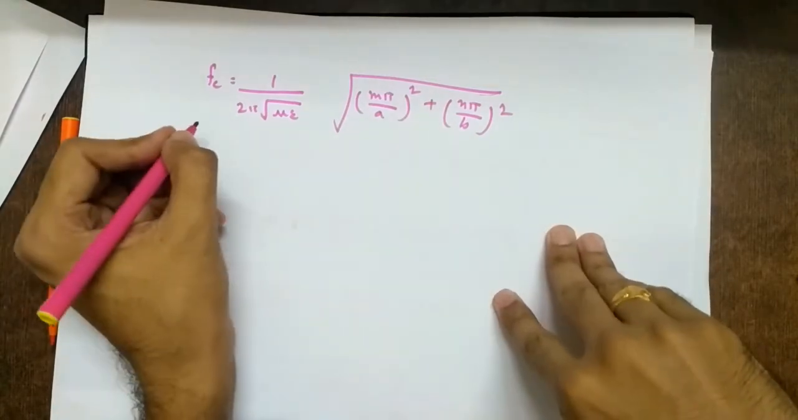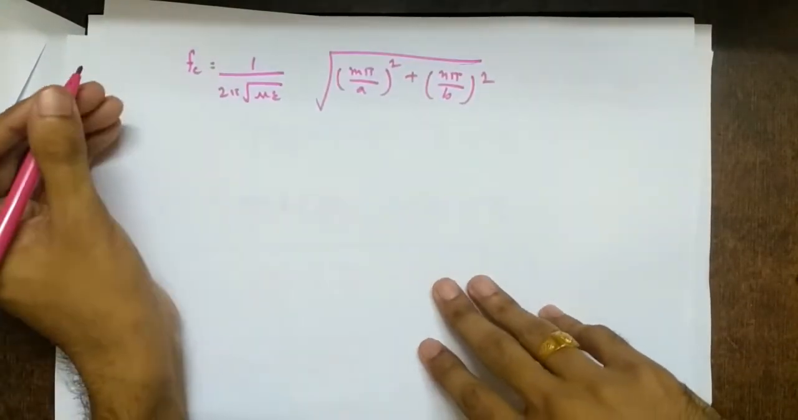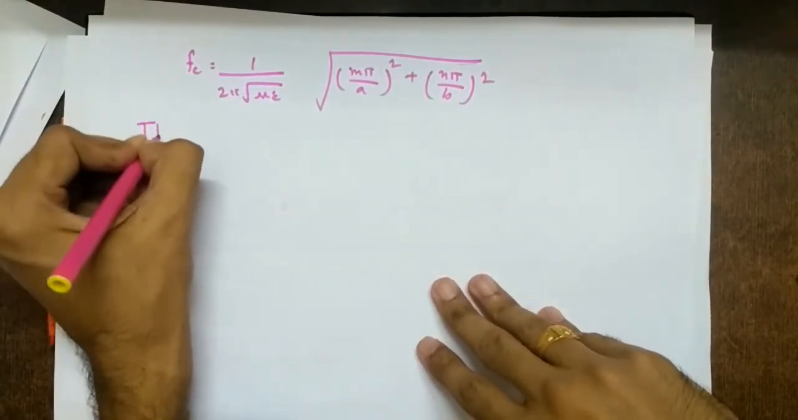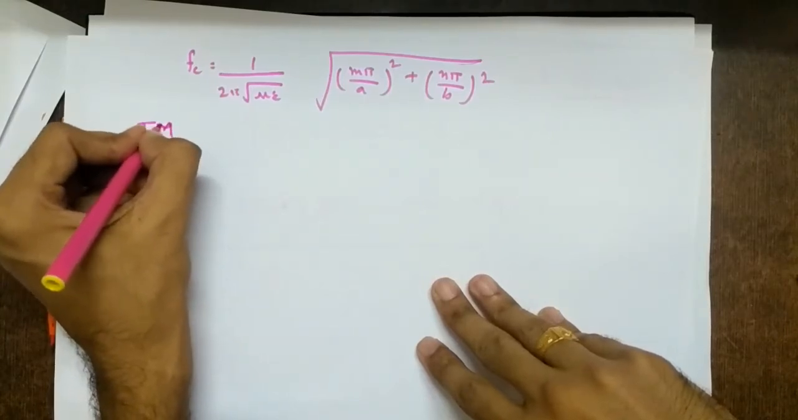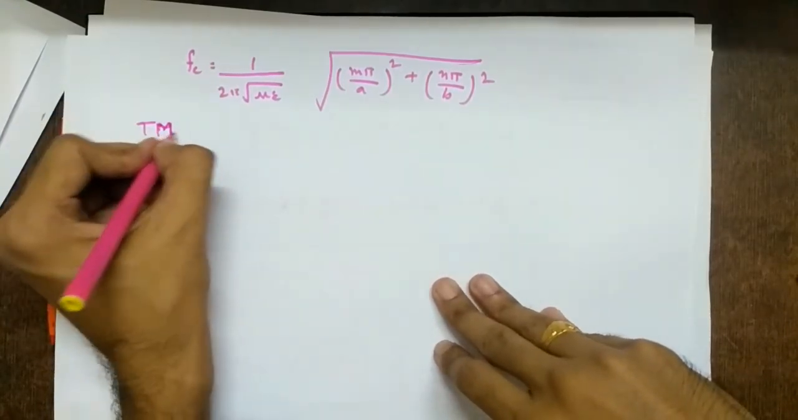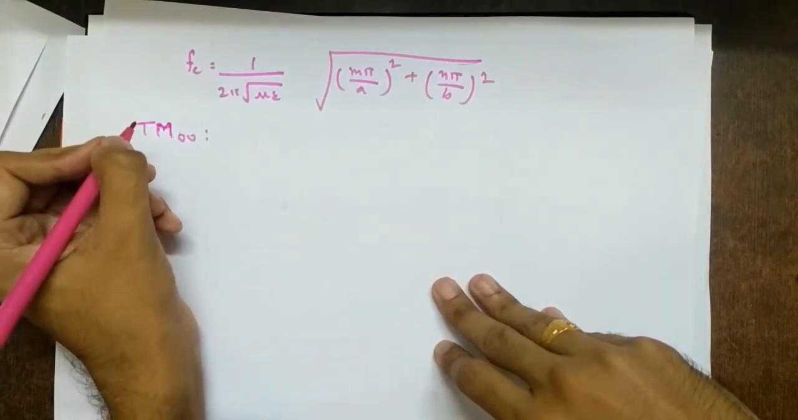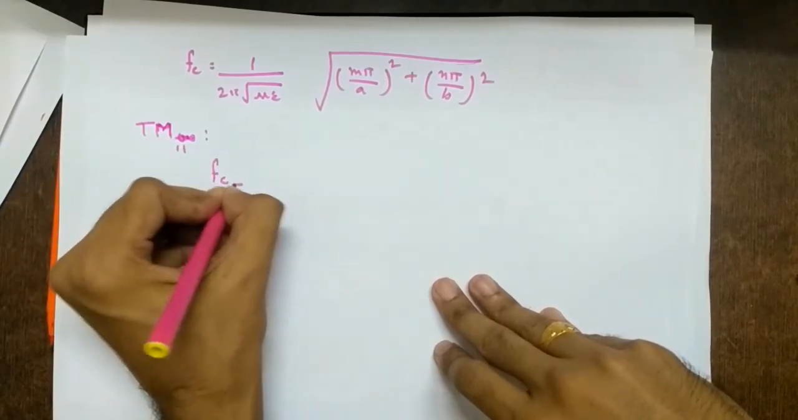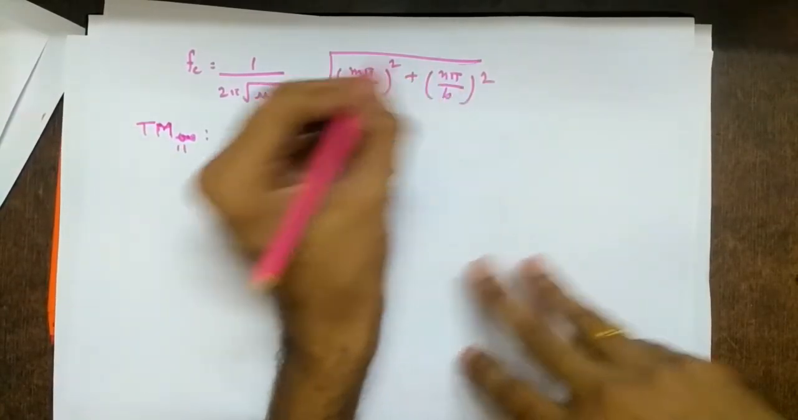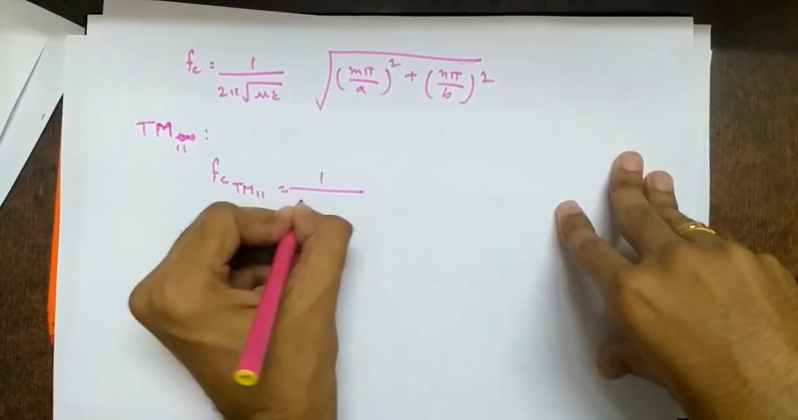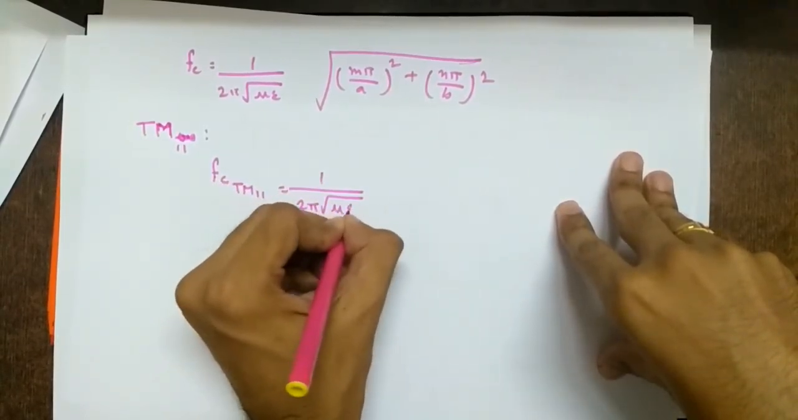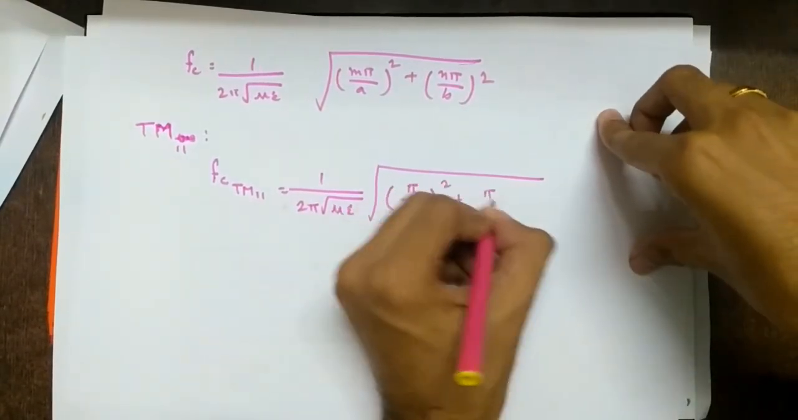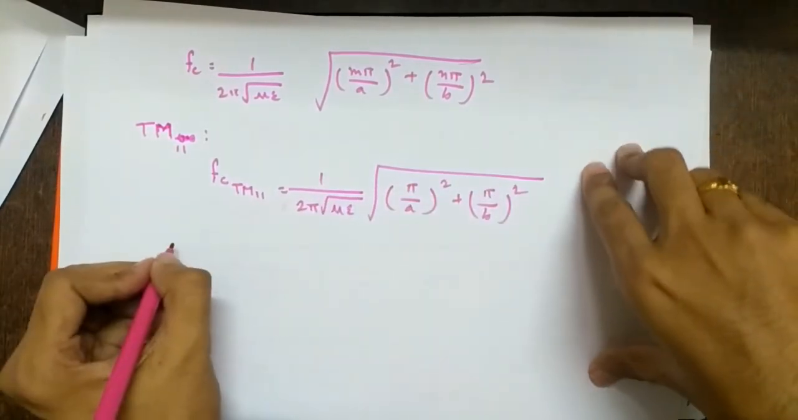Now we want to find the dominant mode. The dominant mode is decided considering both the TE and TM modes. That's why I held off telling you the dominant mode a while ago. For TM, the lowest mode is TM11, right? So what will be fc for TM11? Here m is 1 and n is 1, so you get 1 upon 2π square root of με, times the square root of (π/a) the whole square plus (π/b) the whole square, right?